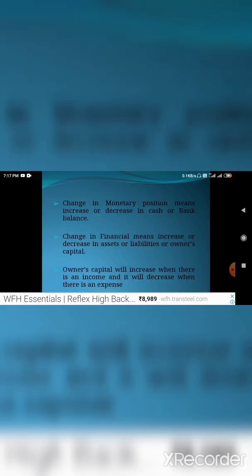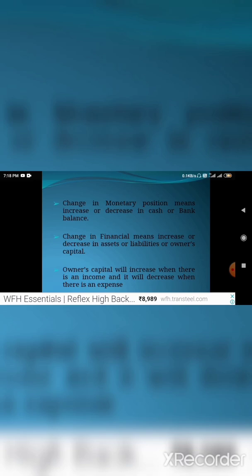Change in monetary position means increase or decrease in cash or bank balance. Change in financial position means increase or decrease in assets, liabilities or owner's capital. Owner's capital will increase when there is an income, and it will decrease when there is an expense.